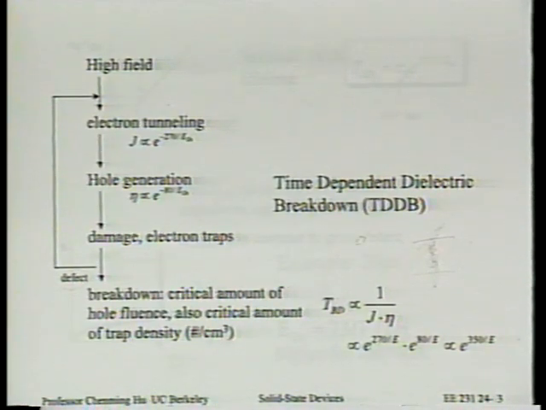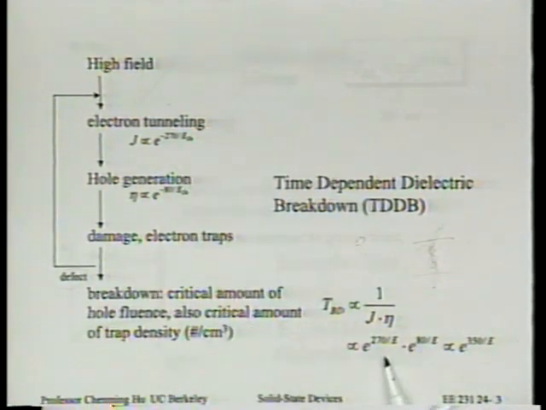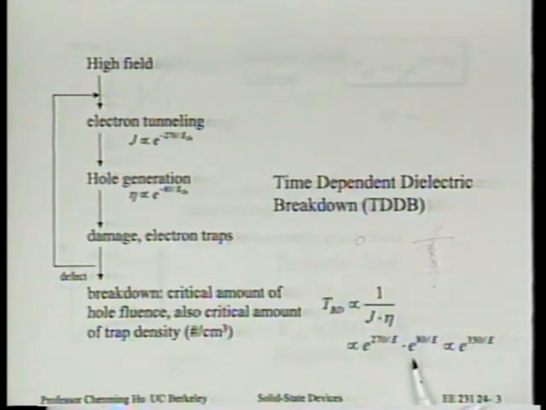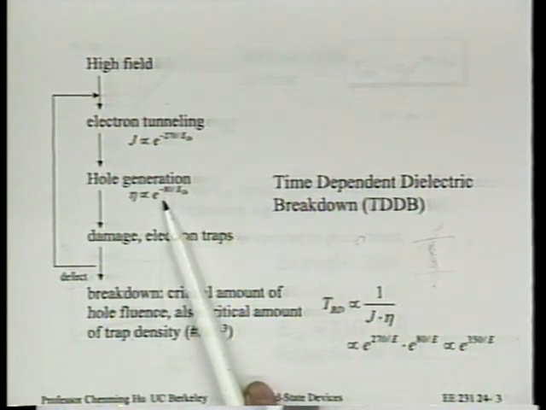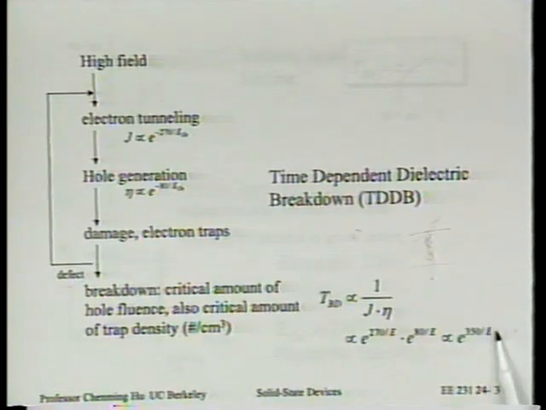Now this is very useful, because immediately we can write down how the breakdown lifetime depends on the field. The reason is 1 over J has an exponential 270 over E relationship, and 1 over eta has an exponential 80 over E relationship. So together, immediately we can say the lifetime is an exponential function of E in this manner, exponential 350 over E.